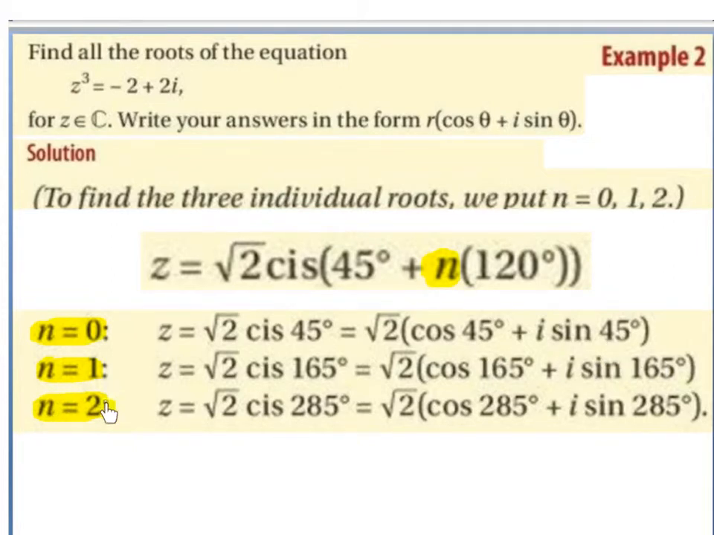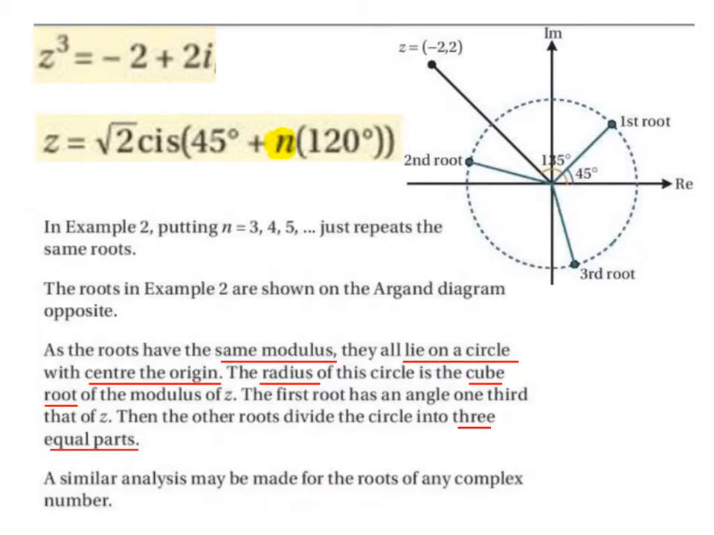And when n is equal to 2, we get z equals root 2 cos 285 degrees. So 45 plus 2 times 120 is 285 degrees, which gives us root 2 cos 285 degrees plus i sine 285 degrees. So putting n equal to 3, 4 or 5 would just repeat the same roots.